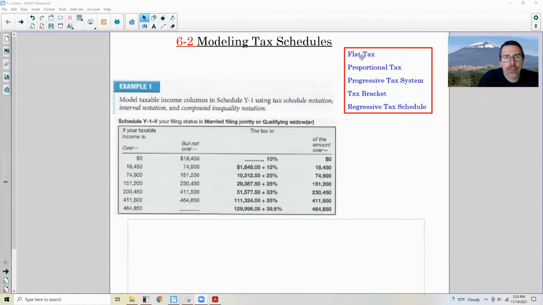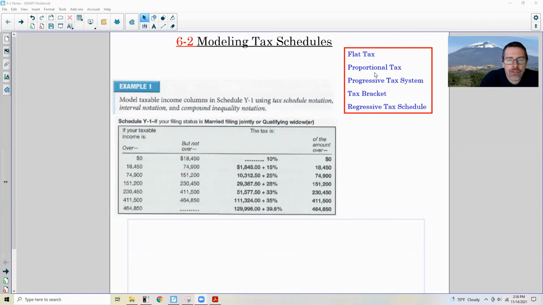Flat tax. Flat tax is simply a tax where the percent does not change. So if you go into a grocery store, let's say in the state of New York, depends on what county, then it would be, say, 7% sales tax. You buy $100 worth of items, you'll pay $7. You buy $1,000 worth of items, you pay $70. No matter how much you purchase, the tax rate stays the same. That is a flat tax.